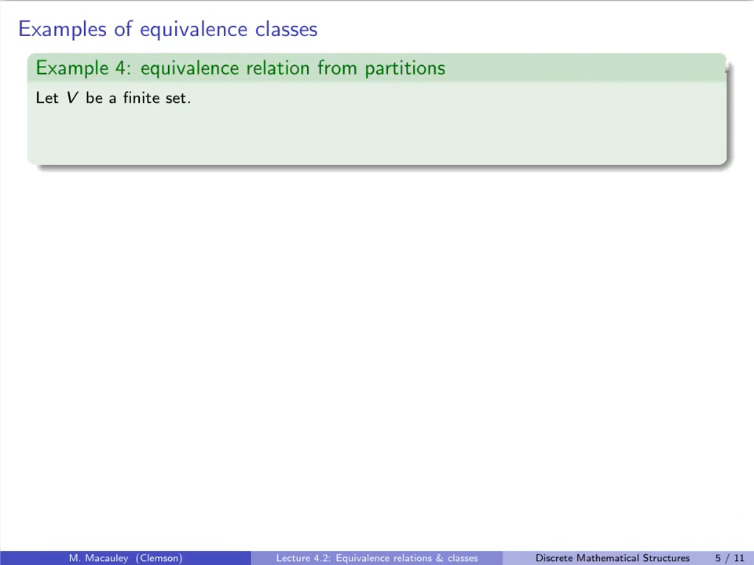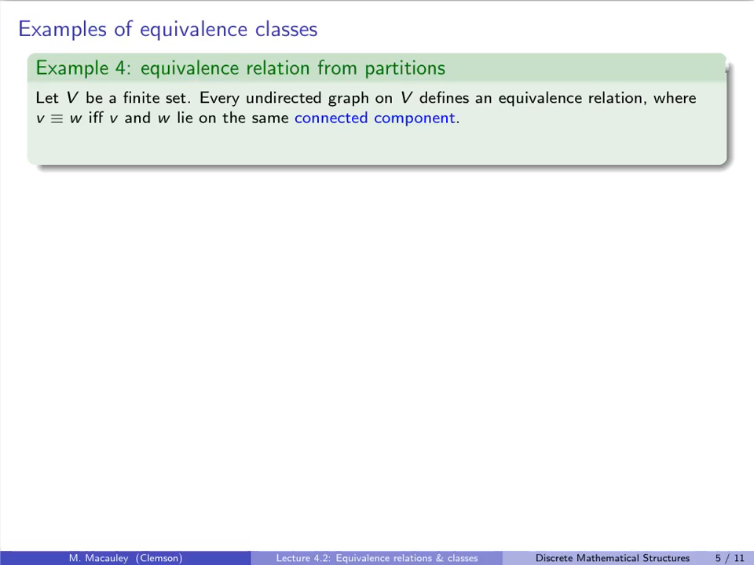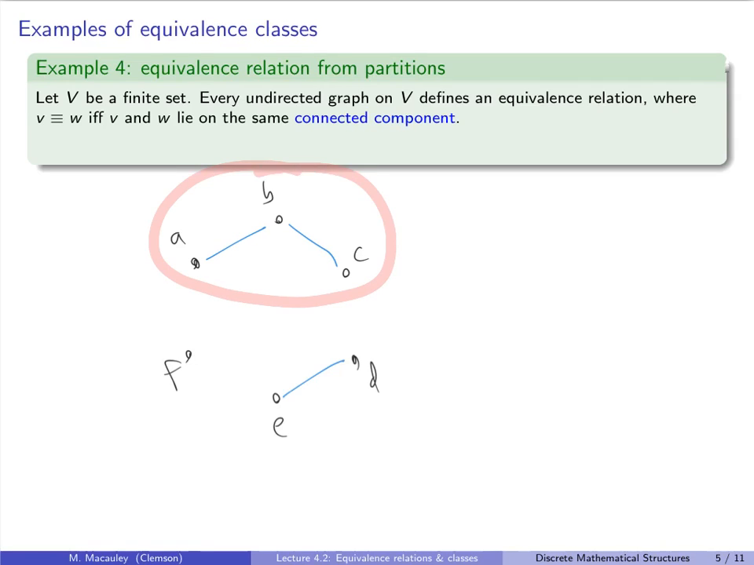In our fourth example, let V be any finite set. If we construct any undirected graph with vertex set V, then that defines an equivalence relation, where v and w are equivalent if and only if they lie in the same connected component. So what I mean by this is, suppose we have 6 vertices, A, B, C, D, E, F. Consider the edges. Suppose we have edges like this, and suppose F is by itself. Then there are 3 equivalence classes. A, B, and C are in an equivalence class, D and E, and then F is by itself.